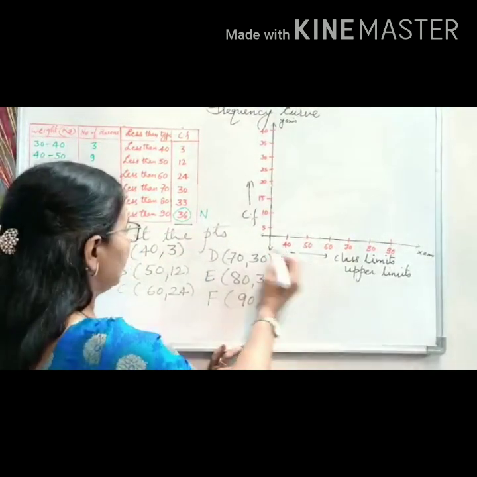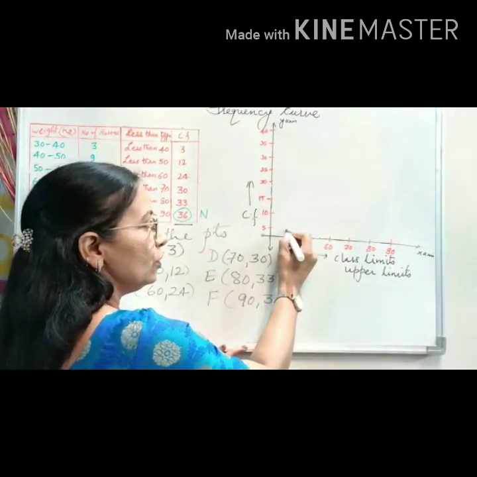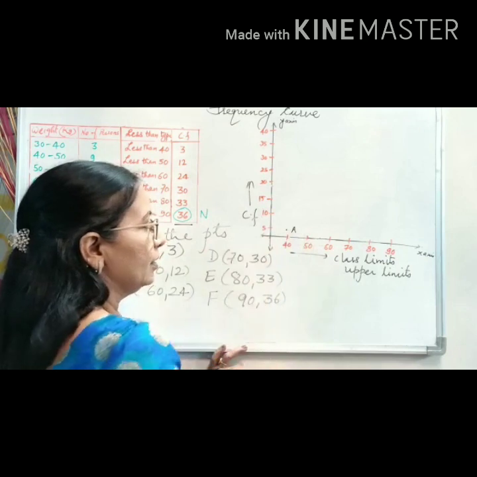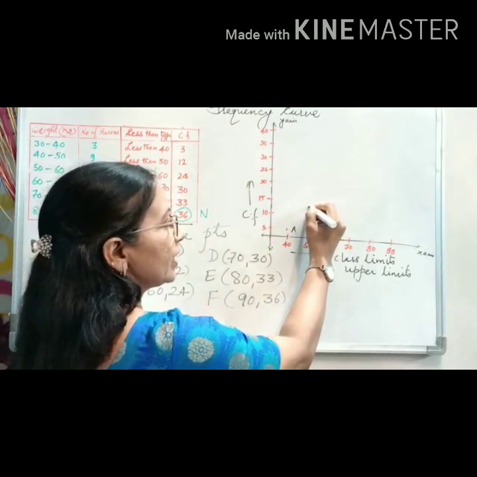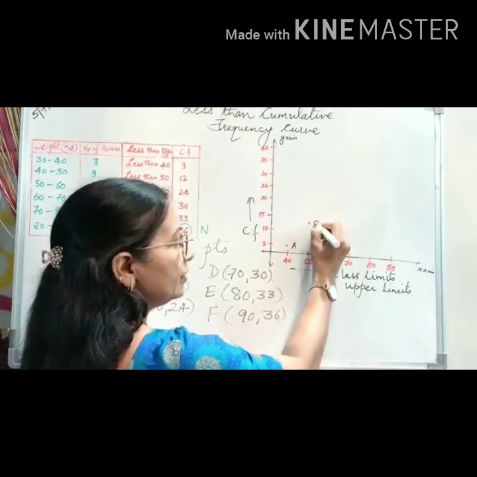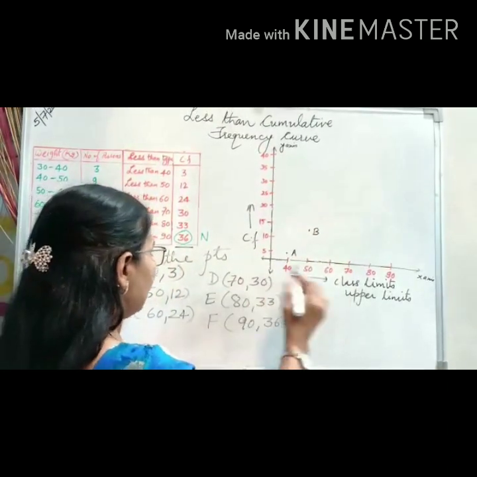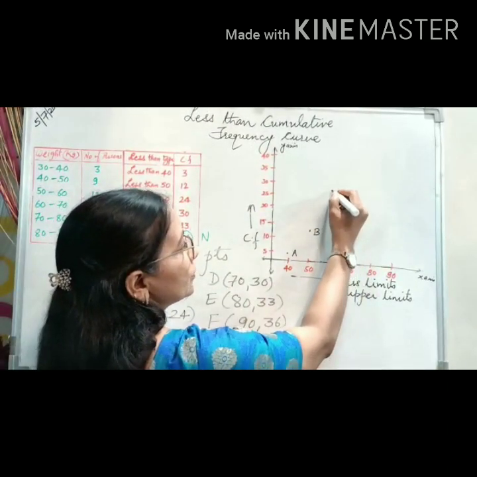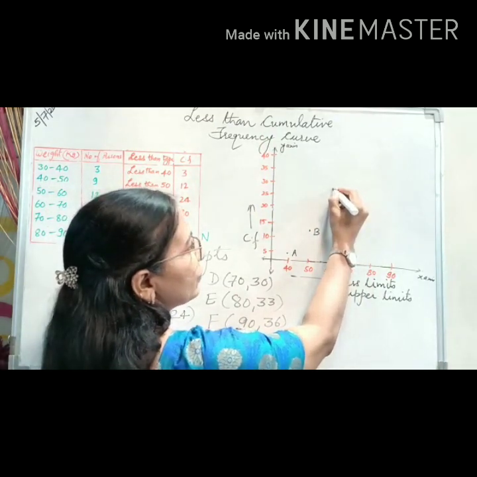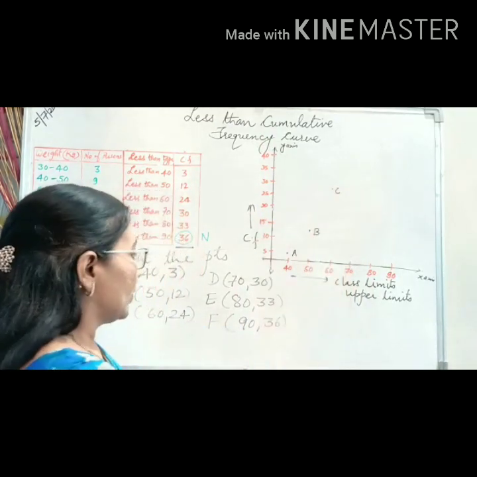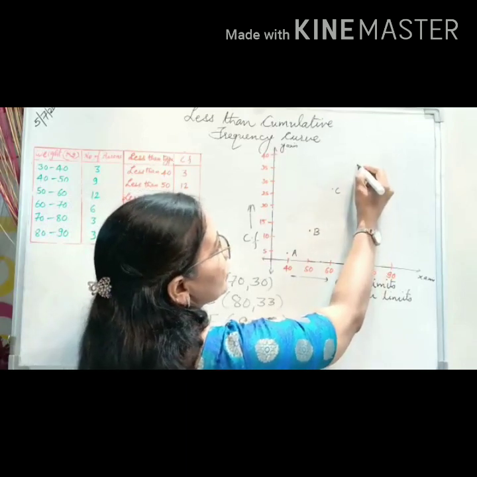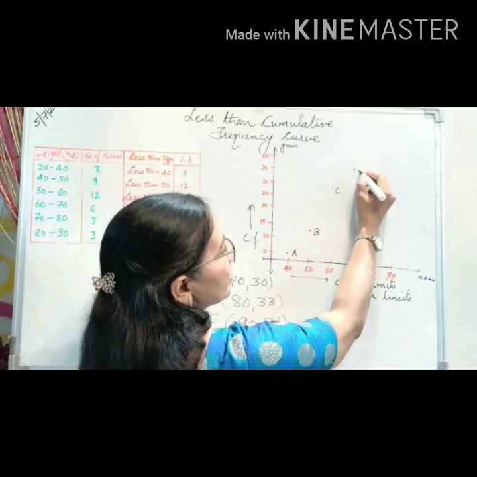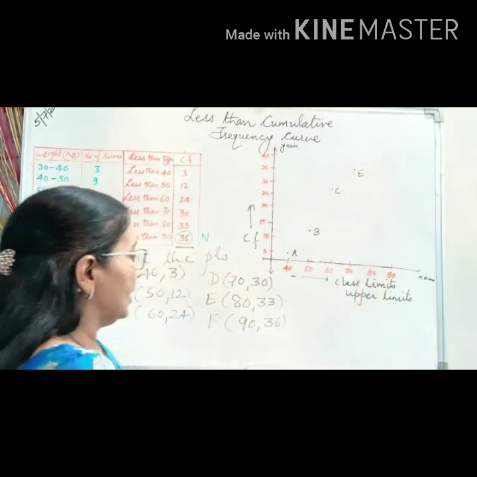So the first value is A, 40, 3. So here will be the point A. Then next is 50, 12. So it will be a little bit above 10. So this is B. Then we have 60, 24. So it will go up here, below 25. That is C. Then D is 70, 30. So it will come approximately at this particular point. You will get the value.